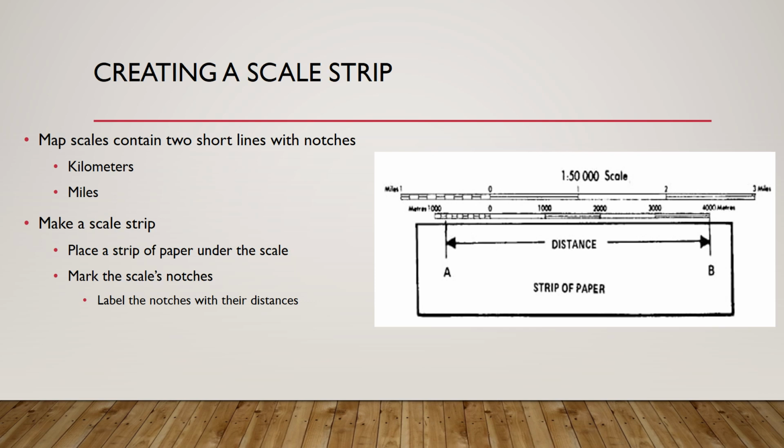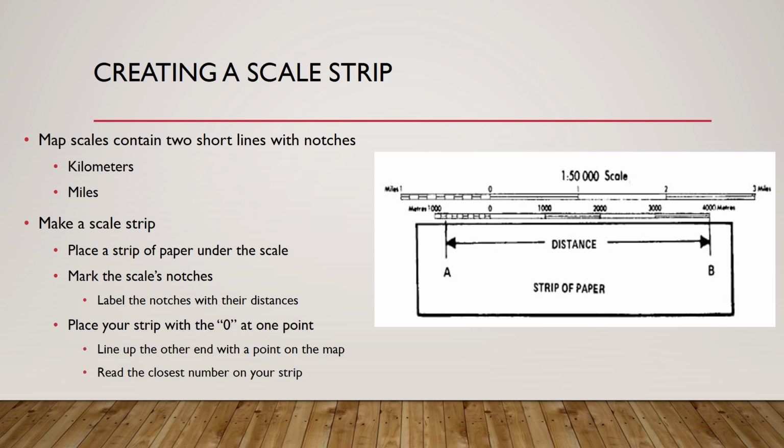You're going to watch a video here in a second that goes through how to make and use a scale strip. But there's also an example on the right side of the screen where you can see the strip of paper has been placed underneath the scale, and they have actually made 2 notches, one towards the beginning and one at the end of the scale strip, so that they can move that scale around and estimate distances on the map.